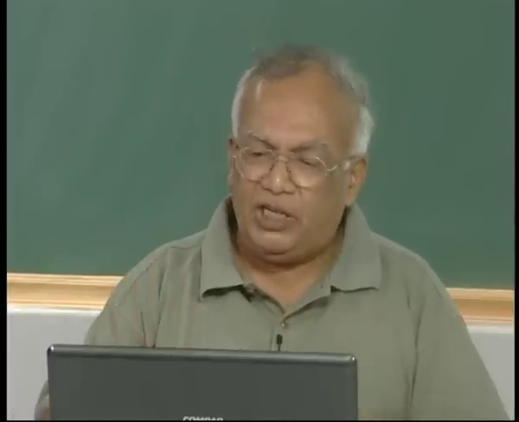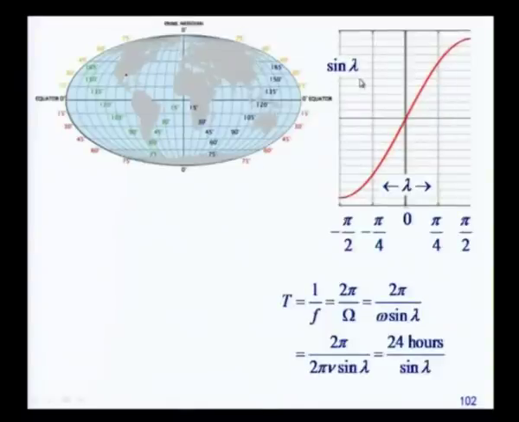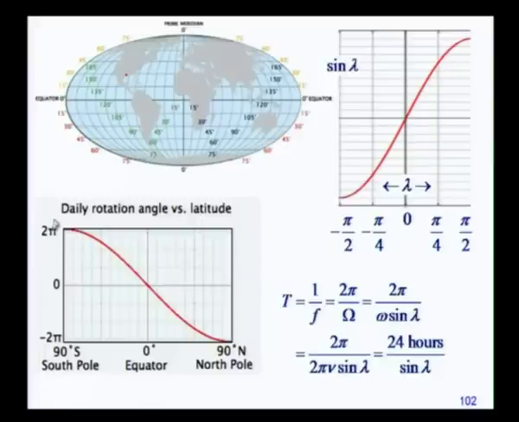At any intermediate latitude it will be determined by the sine function which goes from -1 to +1 over the latitude range minus pi by 2 to 0 in the southern hemisphere and from 0 to pi by 2 in the northern hemisphere, and accordingly the daily rotation angle versus latitude goes from 2 pi at the South Pole, and then it goes to -2 pi at the North Pole.